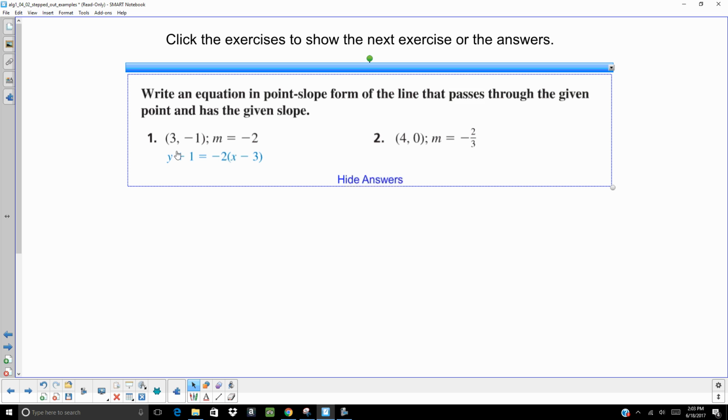On this one, you'd have y minus negative 1, which is the same as y plus 1, equals your slope, negative 2, parentheses, x minus 3. 3 is your y coordinate. Go ahead, try number 2 on your own. When you hit pause, when you're ready, check your answer.